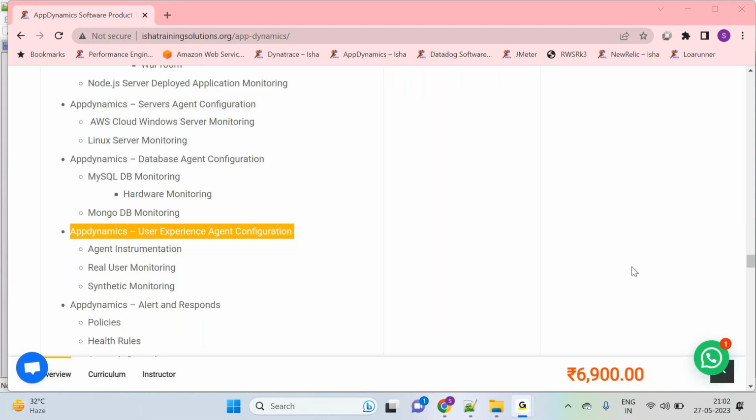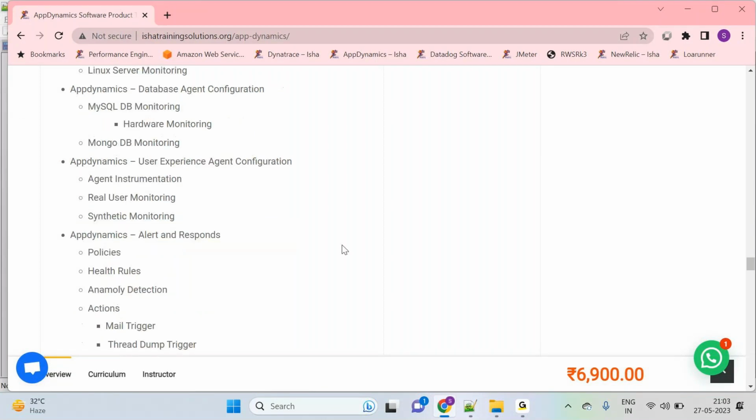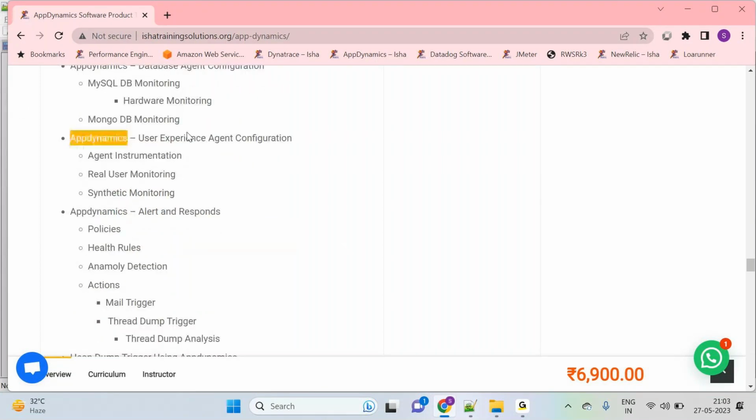Okay. So that is what I mentioned. Two application agents, two infrastructure agents, two database agents, one user experience agent, like that we are going to cover on the agent configuration side. While doing this user experience agent, I'm also going to explain what real user monitoring is and what synthetic monitoring is, because these are fancy terms in the market, guys. Even if you are going for any interview, people will definitely use these words.